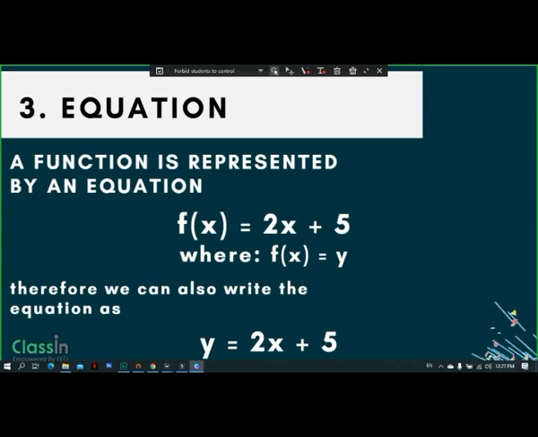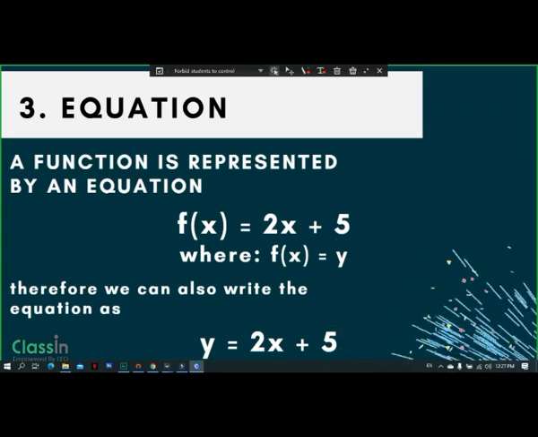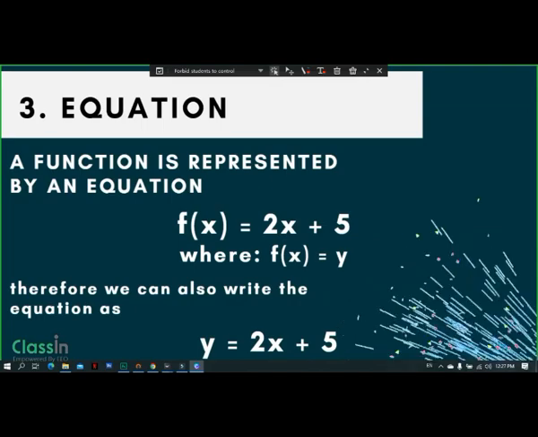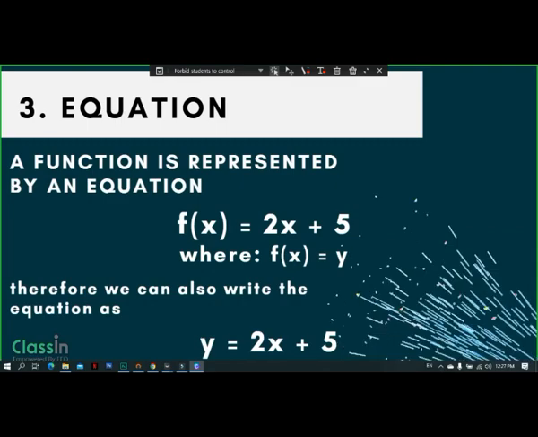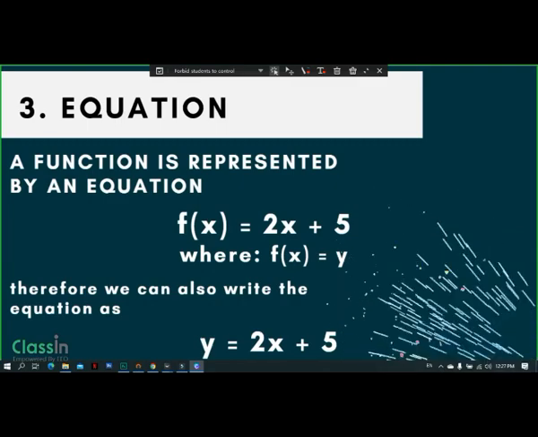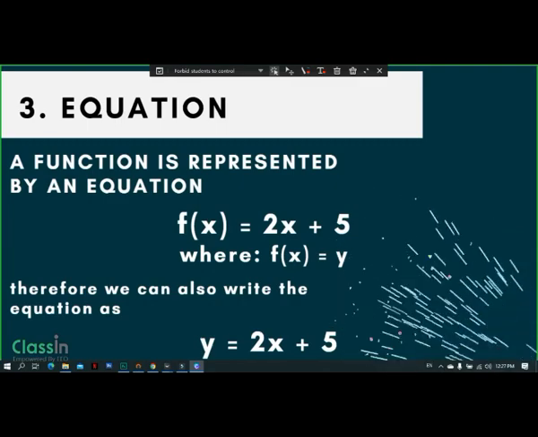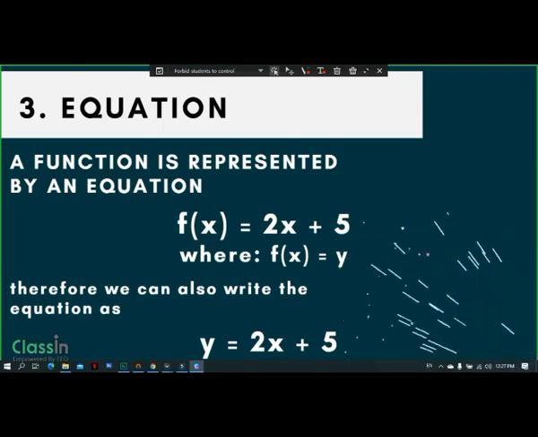Function can be represented by an equation. So, ayan, kung may nakikita kayo, f parenthesis x, ang basa po dyan is f of x. So, we have example, f of x is equal to 2x plus 5. So, where f of x is equal to y. So, ibig sabihin, pwede pong pagpalitin si f of x at si y.